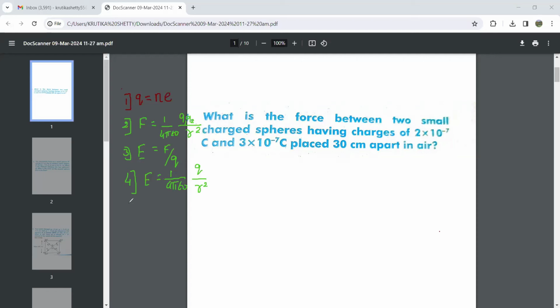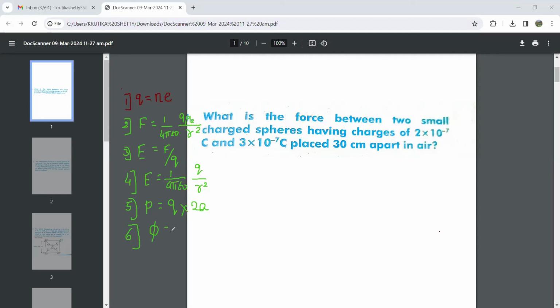Then next we have for the dipole. So for the dipole, the dipole moment is equal to the product of the charge into the distance between them. Then the sixth formula in this lesson is based on the Gauss law.